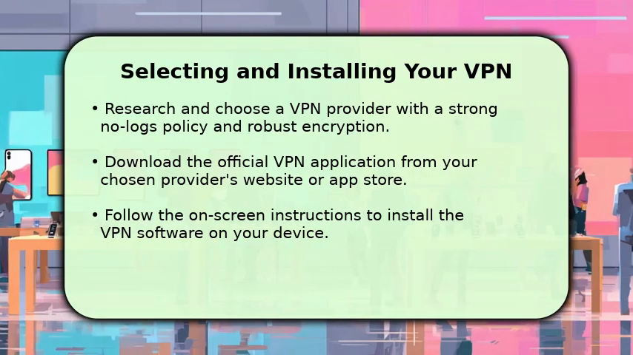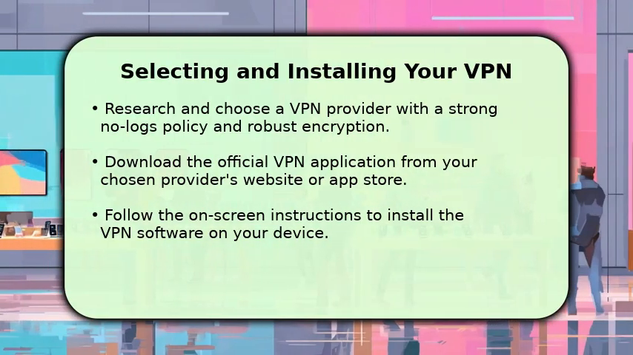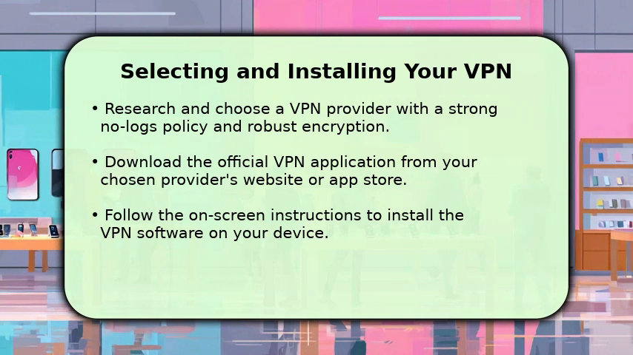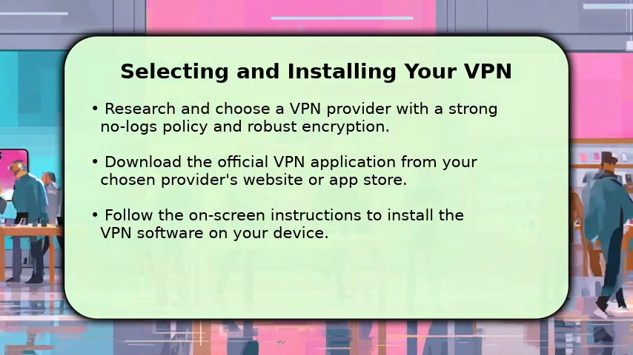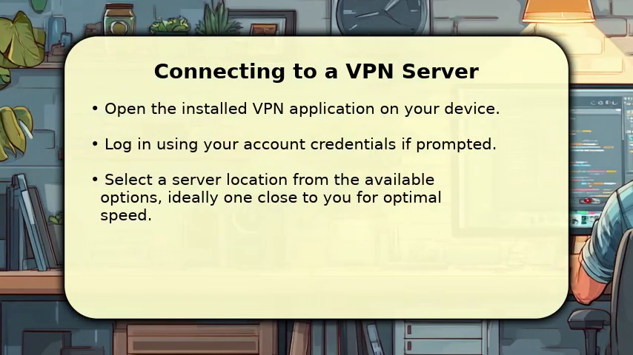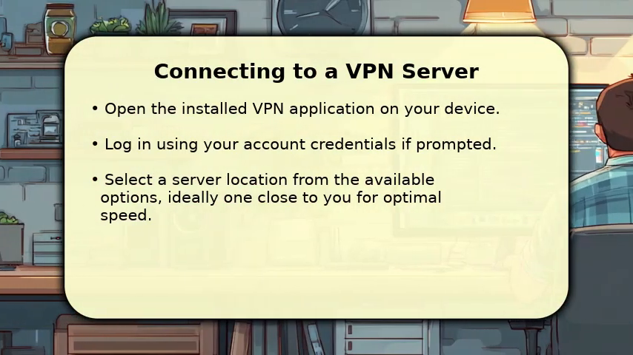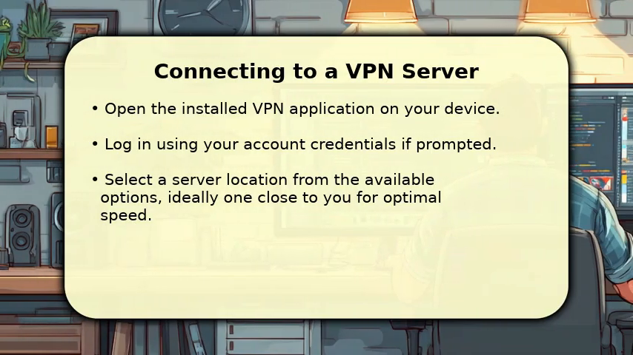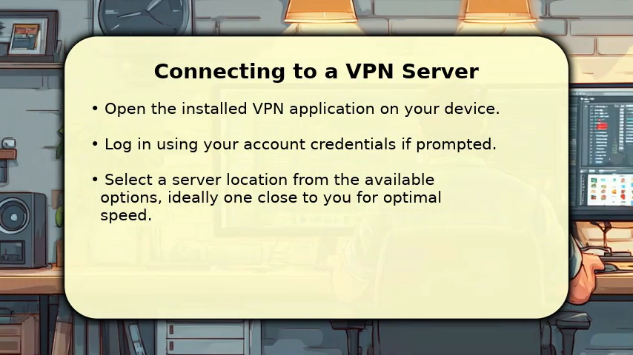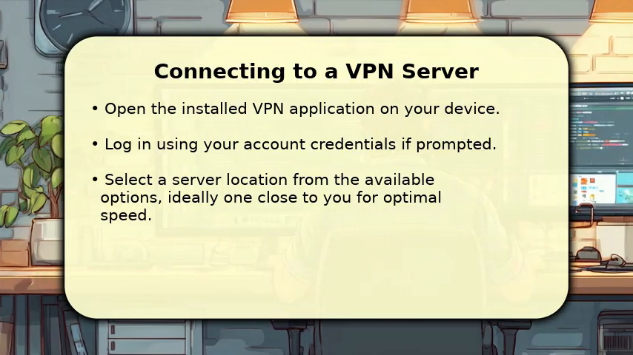Once installed, you'll usually be prompted to log in with your account credentials. This ensures your connection is secure and your online presence is protected from prying eyes. With the VPN app open, log in using your username and password. You'll then see a list of server locations worldwide. For the best performance, choose a server geographically close to your current location.